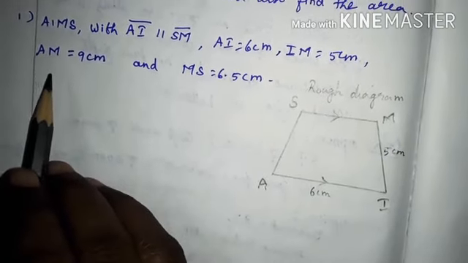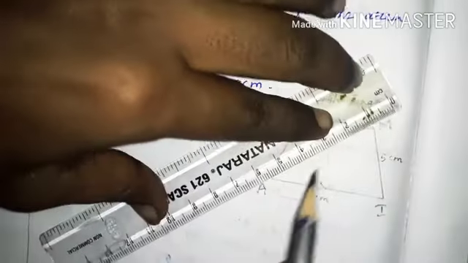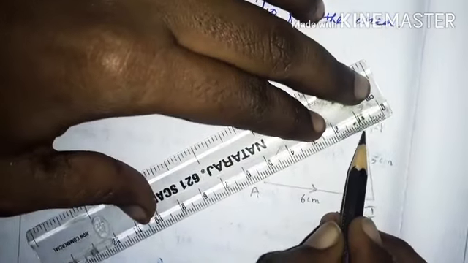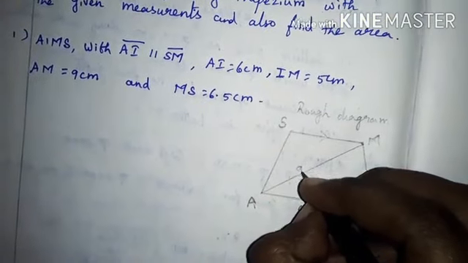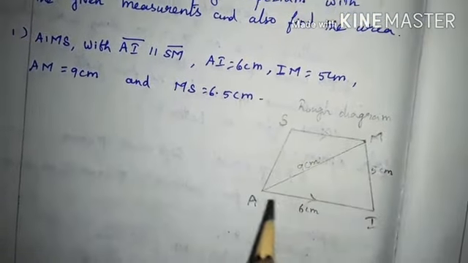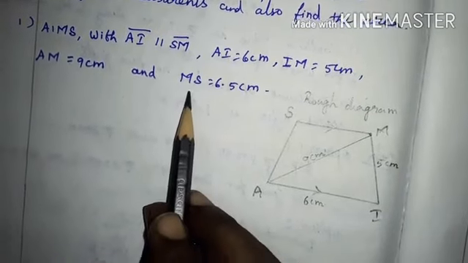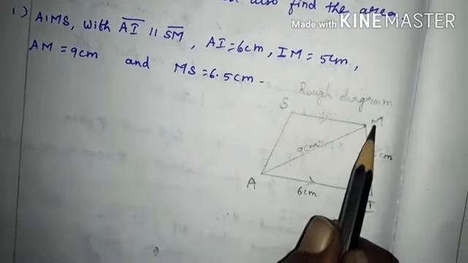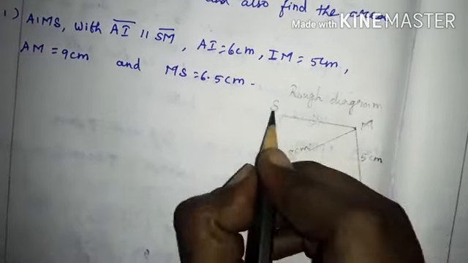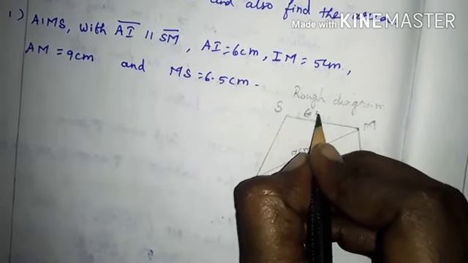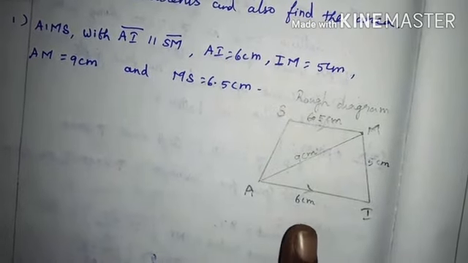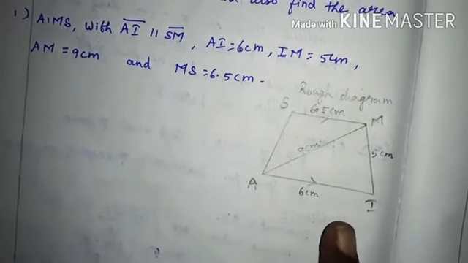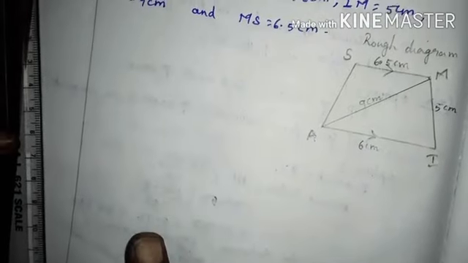The next measurement gives us the diagonal, that is AM. So we have to join the diagonal and write it as 9 cm. And the last measure given is MS equal to 6.5 cm. That is MS, the length of M and S is 6.5 cm. After finishing the rough diagram, with the help of this rough diagram, we are going to construct the trapezium AIMS.